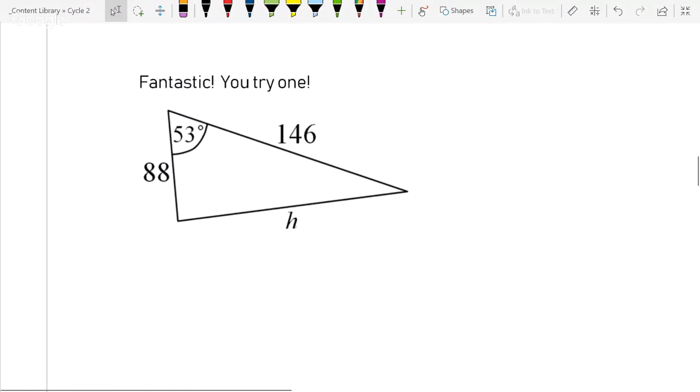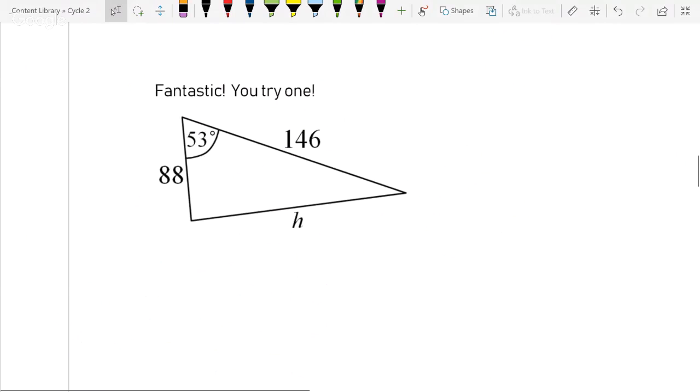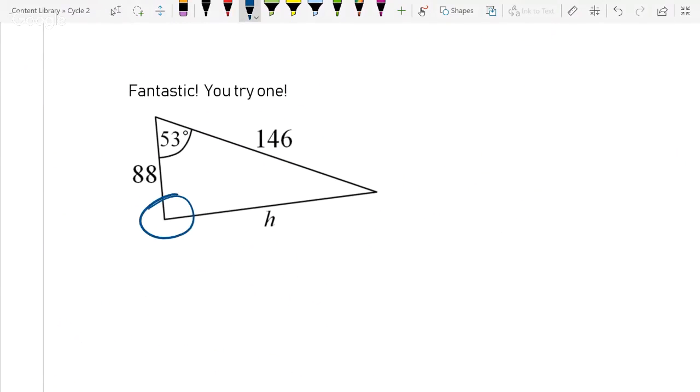Because SOHCAHTOA is easier, and so we use it. We can only use it if the triangle is a right angle triangle. So there's no right angles to be had. And even this one that kind of looks like a right angle, maybe it may not be. We don't know, so you can't assume.